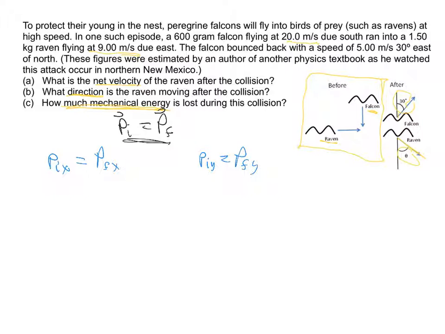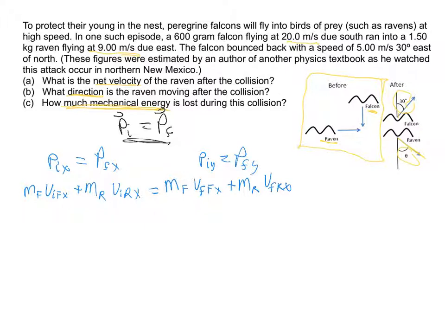If we write this out in variable form, in the x direction we would have the mass of the falcon times the initial velocity of the falcon in the x direction, plus the mass of the raven times the initial velocity of the raven in the x direction. That would be equal to the same variables in the final: the mass of the falcon times the final velocity of the falcon in the x direction, plus the mass of the raven times the final velocity of the raven in the x direction. You could write out the same equation for the y direction, but for now, I'm going to start with the x.